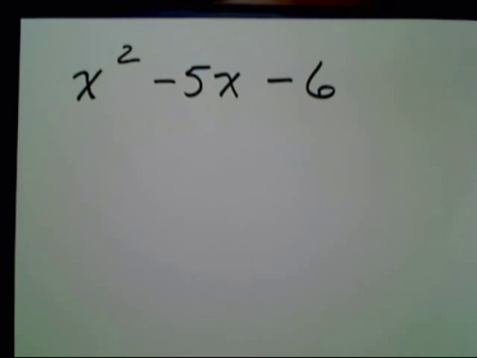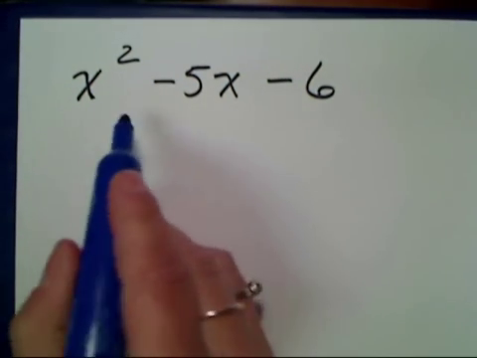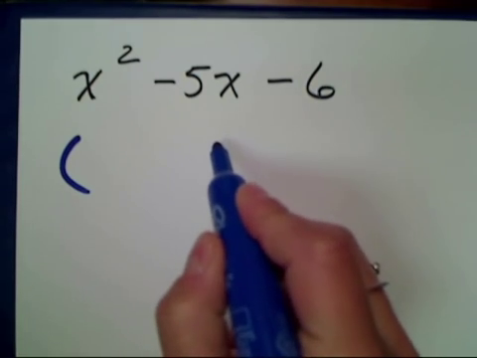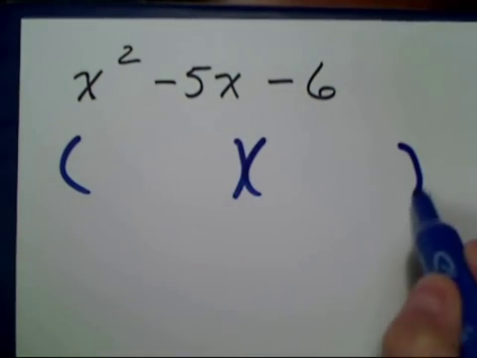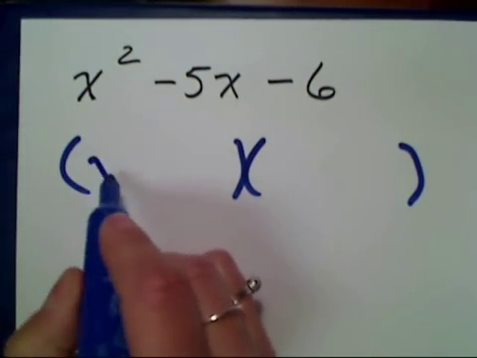Here's another example. Now it looks fairly similar to the first one that we did, that was x squared plus 5x plus 6, but we've switched both of our signs. Now I have to see how that's going to change our end result. Once again, there's no greatest common factor, so I go to my two sets of parentheses. The only way to get my x squared is x times x.